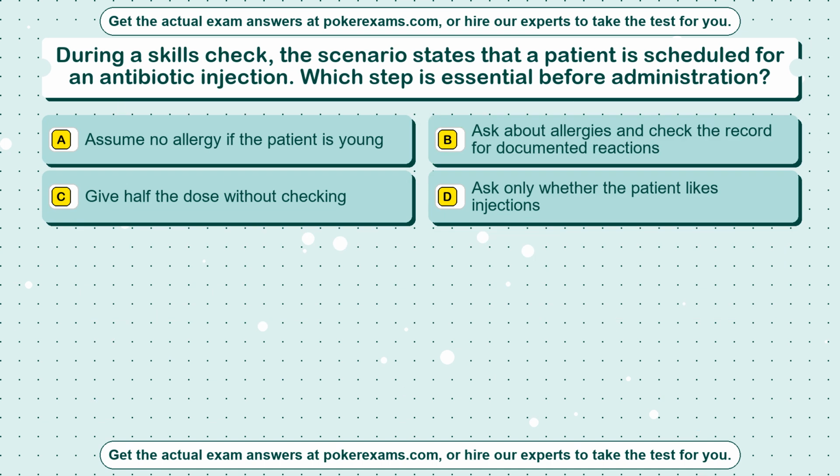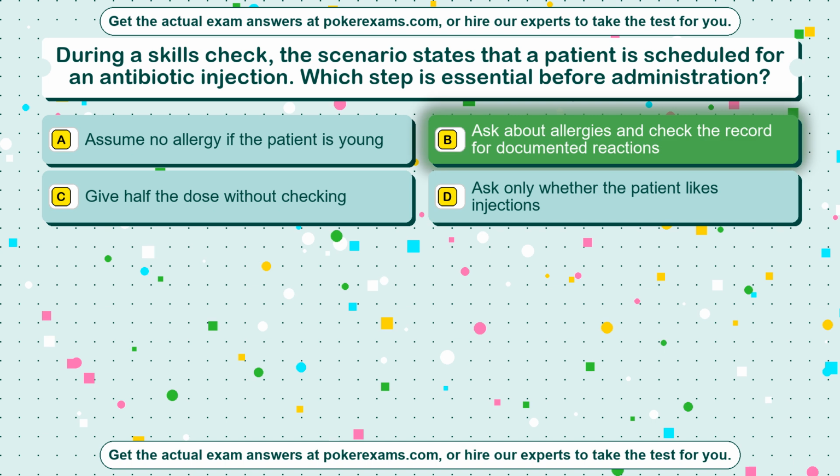Question 35. During a skills check, the scenario states that a patient is scheduled for an antibiotic injection. Which step is essential before administration? Option A, assume no allergy if the patient is young. Option B, ask about allergies and check the record for documented reactions. Option C, give half the dose without checking. Option D, ask only whether the patient likes injections.